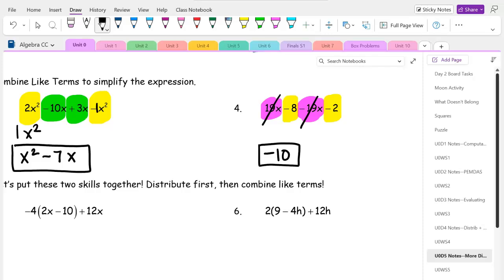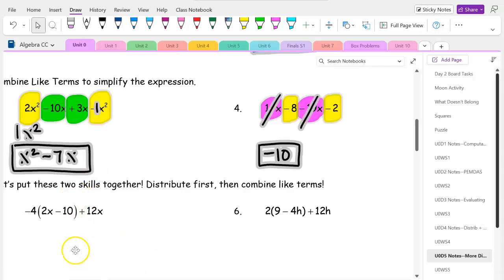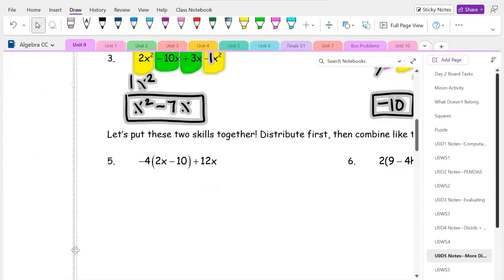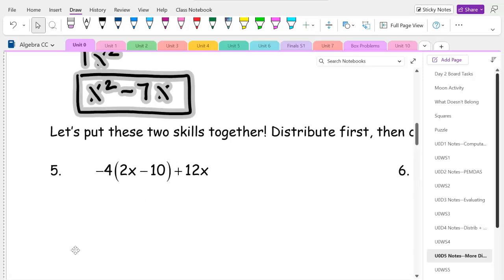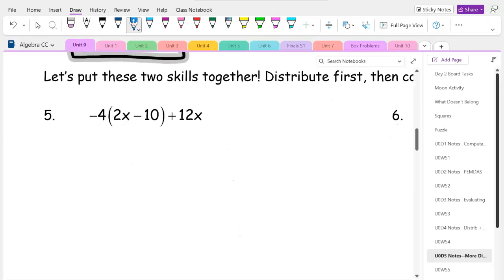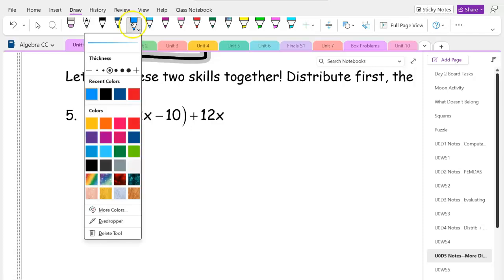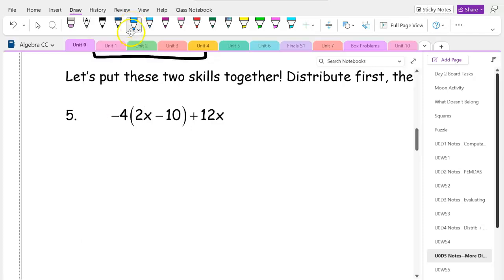All right, so in our last lesson, we started putting these ideas together. So that's what we're going to do now. That's the focus of today's lesson. So what I'm going to go ahead and do first is always look for my multiplication first, and that'll be right around my parentheses. That number on the outside, what I'm going to go ahead and do is multiply. Negative 4 times 2x is negative 8x.